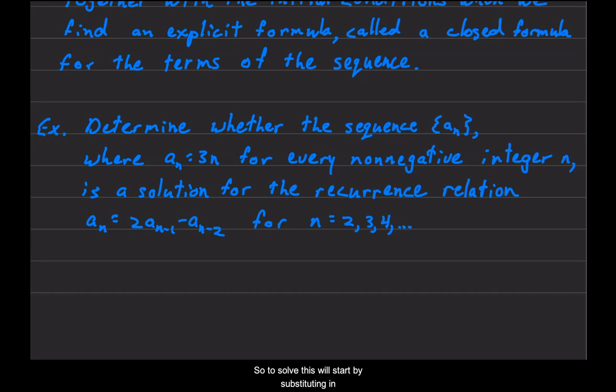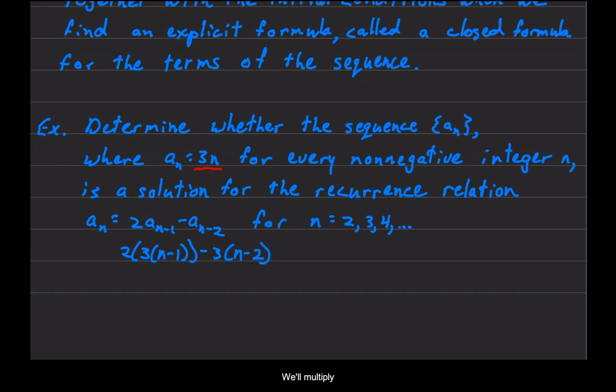So to solve this, we'll start by substituting in our 3n. That's that an is equal to 3n. And we want to be careful not to confuse the subscript on your a's. So your a, n, n minus 1, those refer to an element in the sequence. Don't confuse that for the value of those elements. That's one of the common mistakes here. So we'll substitute in. We get 2 times 3 times n minus 1, minus 3 times n minus 2.